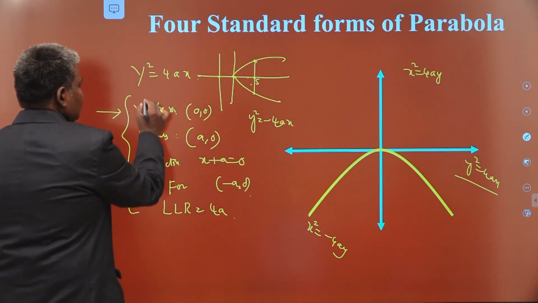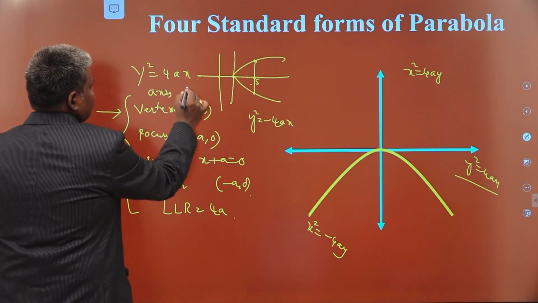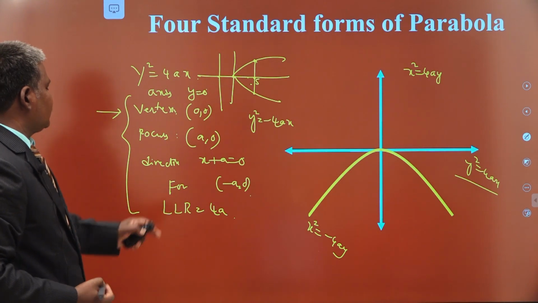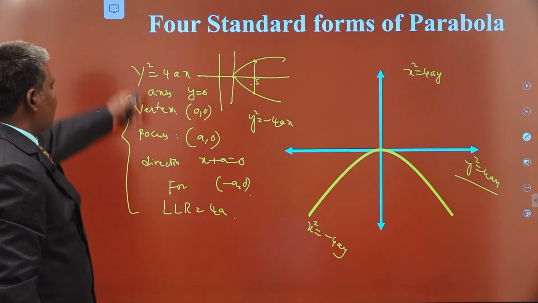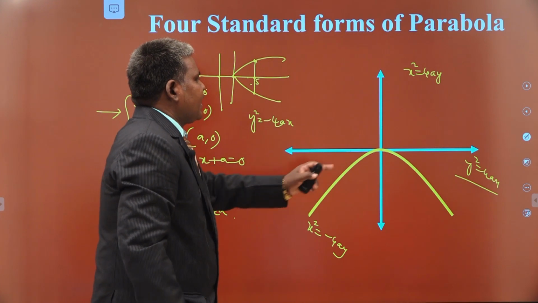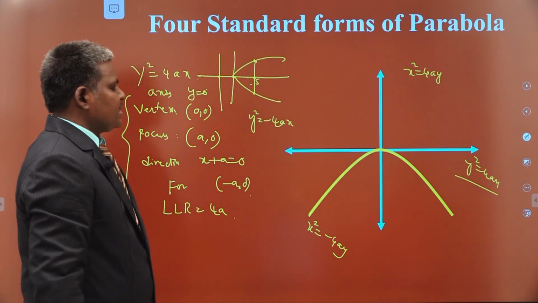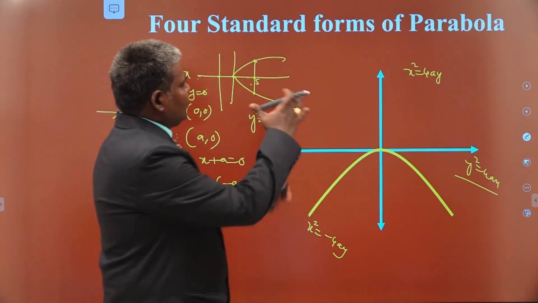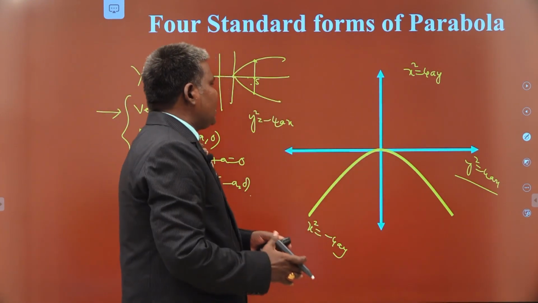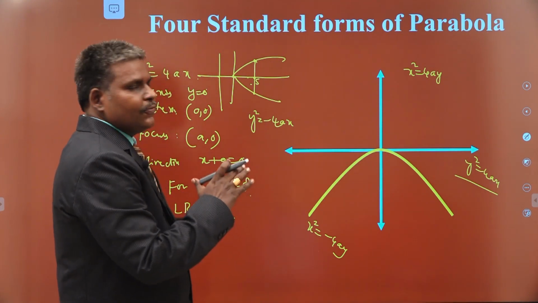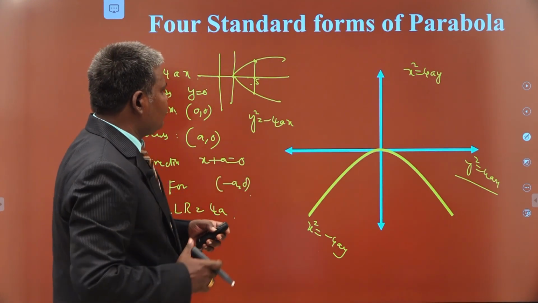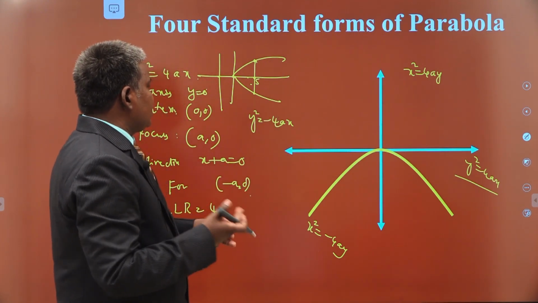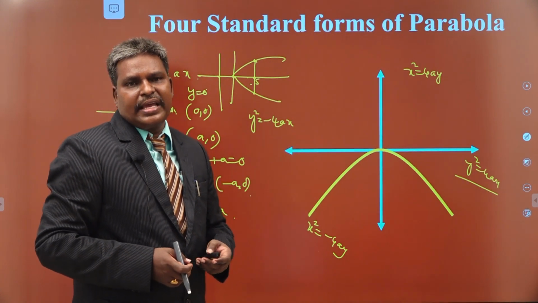What is the axis equation here? Axis is x-axis, its equation is y equal to 0. Axis, vertex, focus, directrix, foot of directrix, length of latus rectum. All these things can be derived for x square is equal to 4ay and x square is equal to minus 4ay also. This is the standard form of the parabola. From that standard form, we can get the remaining 3 standard forms also. Totally we have 4 standard forms: y square equal to 4ax, x square equal to 4ay, y square equal to minus 4ax, and x square is equal to minus 4ay. Okay.